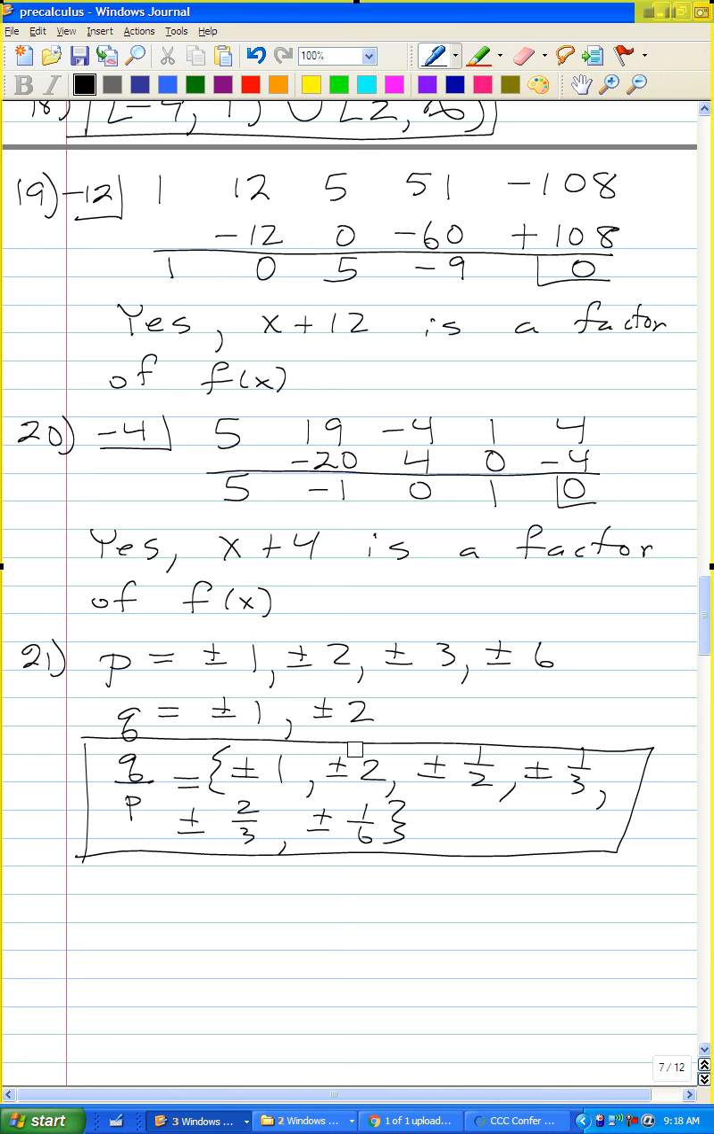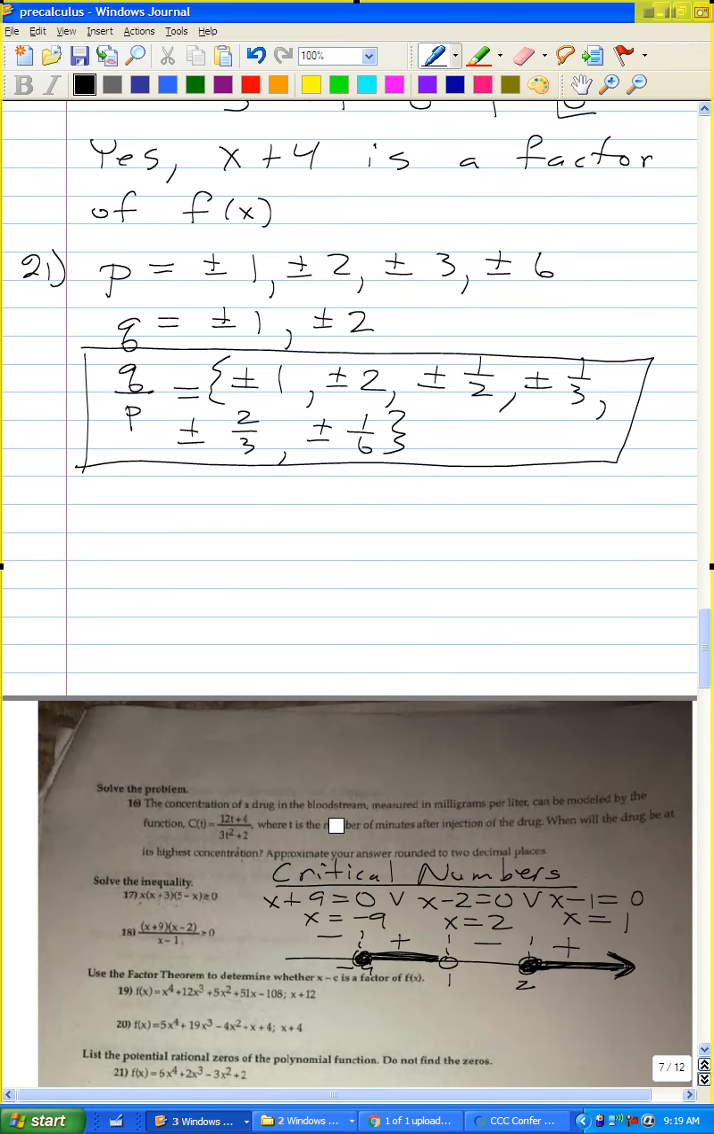So there are 2, 4, 6, 8, 10, 12 numbers. There are only 12 numbers that could be rational roots of this particular polynomial. So that's it. Any questions about that? Okay. I guess I should have written the Q first. I'll do that next time.